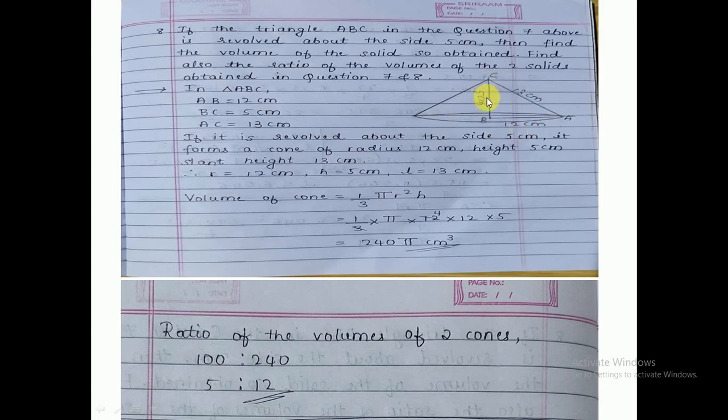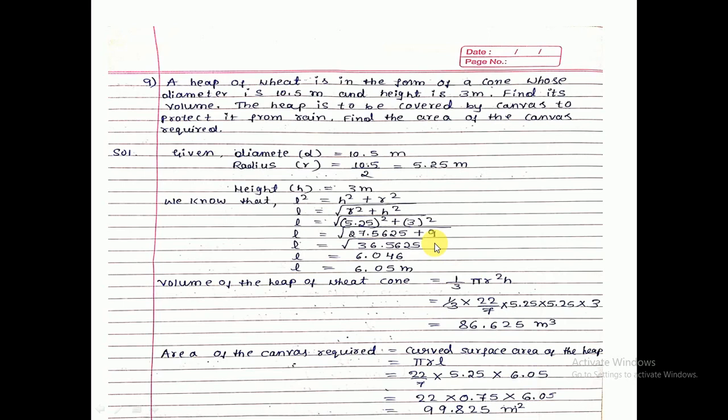So here you can observe the diagram. There we took in the 7th problem, we took here 12 centimeter. Now just we have to exchange that one. Here we have to take 5 and here we have to take 12. Okay, so here we got radius 12 centimeter, height 5 centimeter and slant height 13 centimeter. So volume of cone obtained, here we got the answer 240 pi centimeter cube. So we are keeping pi as it is because we have to find out the ratio.